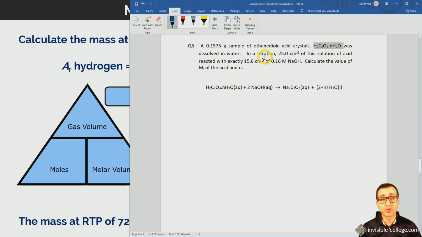So in this case, we're dealing with a titration. Now, we're going to be looking at titrations in more detail in a later lesson of this course, where we look at analytical techniques.